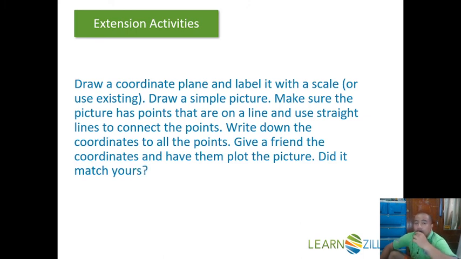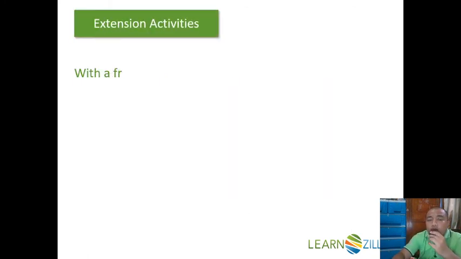Again, let me read. Draw a coordinate plane and label it with a scale. Draw a simple picture. Make sure the picture has points that are on a line and use straight lines to connect the points. Write down the coordinates to all the points. Give a friend the coordinates and have them plot the picture. Did it match yours? Okay, that's your assignment again. What else?